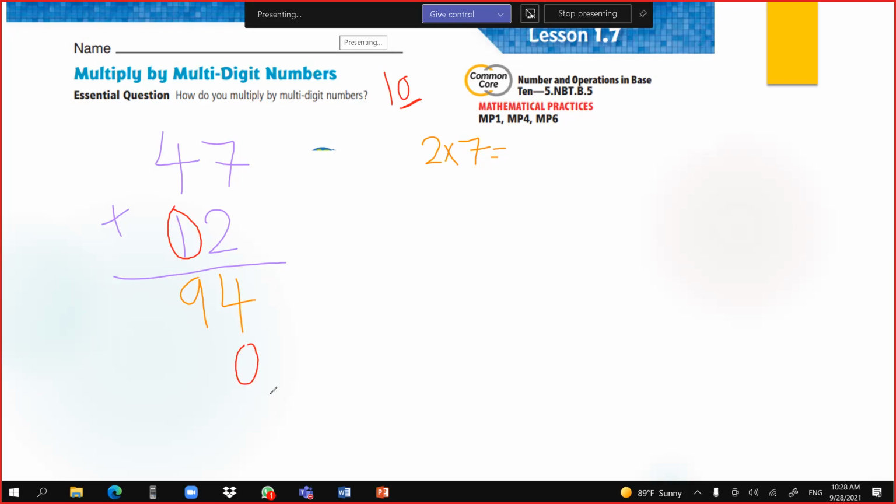I will repeat. I'm going to multiply 1, and the 1 is in the tens place, so that means I must add 0 in the second row. Why do I add the 0? It means that I'm now going to multiply the tens.